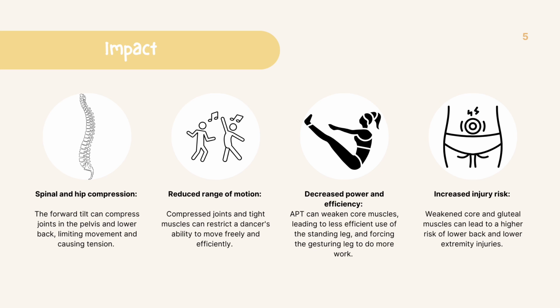Anterior pelvic tilt may impact a dancer with their spine and hip compression. This forward tilt can compress joints in the pelvis and lower back, limiting movement and causing tension. This can also reduce the range of motion with the dancer. So compressed joints and tight muscles can restrict a dancer's ability to move freely and efficiently. This may also decrease power and efficiency.